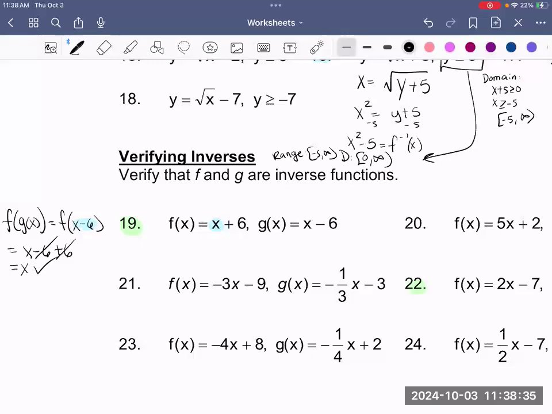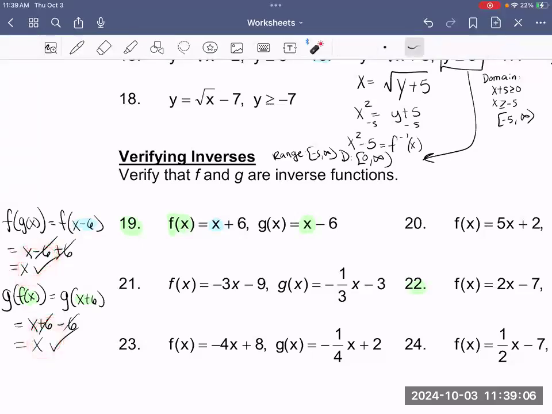And if I do the same thing for the other one, I'm going to plug in f of x into g of x. So taking my f and putting it into g. My f is x plus 6. Now I'm going to replace this x value with an x plus 6 minus the 6. And again, those are going to cancel and we'll get x. As long as they both come out to x, these are inverses of one another.